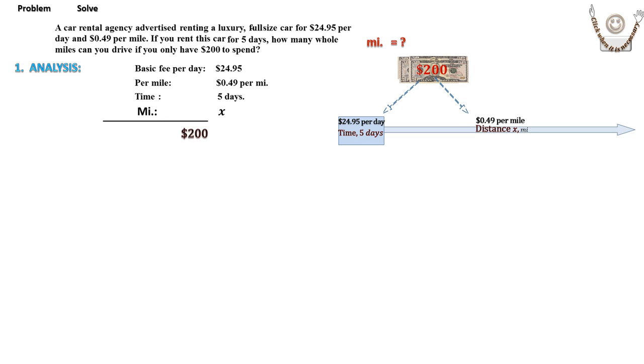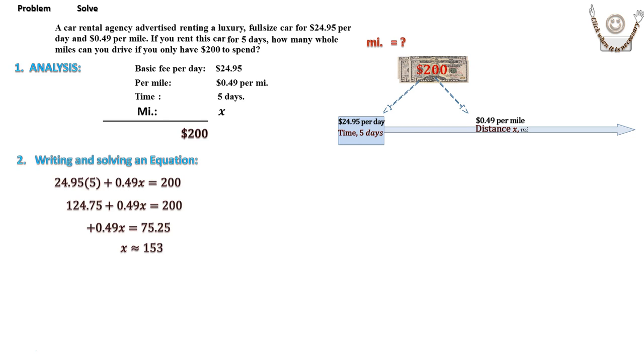Now, next step, writing and solving an equation. 24.95 you have to multiply by 5 because 24.95 is per day. So for 5 days you have to multiply by 5. And then plus 49 cents or 0.49 in dollars. You have to multiply by x, where x is the number of miles. This is the left side of the equation, and $200 or just 200 is the right side of the equation.